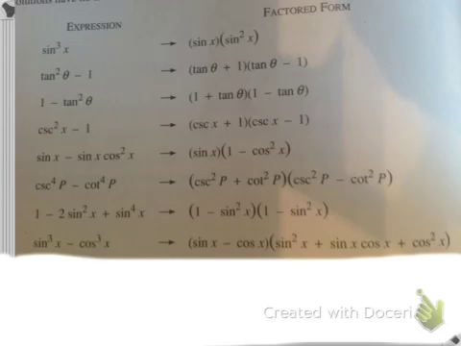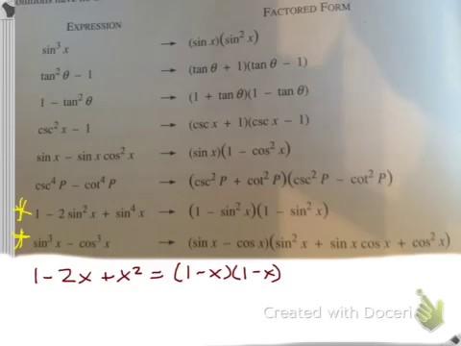I am going to make a note of two of them, this one and this one. So let's talk about those two really quick. When you have a similar expression that is not using signs, it would look like this, and the way that we would factor that would be 1 minus x and 1 minus x. So that's where the 1 minus sine squared x and 1 minus sine squared x comes from.